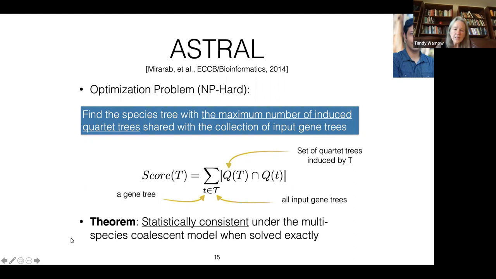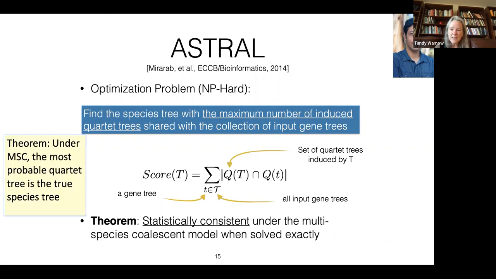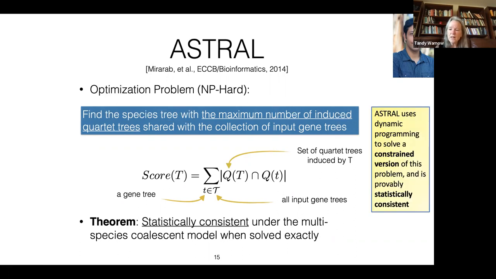But there's a theorem that says if you solve it exactly, you have a statistically consistent method for getting the species tree. Now, that's nice, but we're not going to be able to solve it exactly. So what we do is we solve a constrained version of the problem. And what that means is you're not searching all tree space. You're going to constrain yourself to only searching tree space where the species trees draw their bipartitions from the gene trees. That constraint is enough to make this problem polynomial time and statistically consistent.